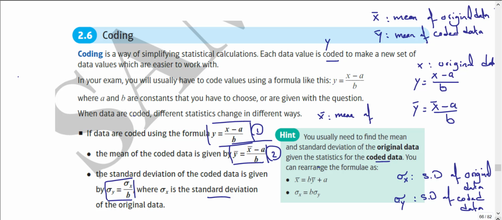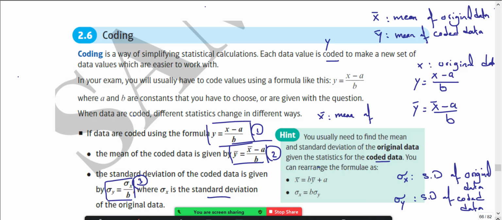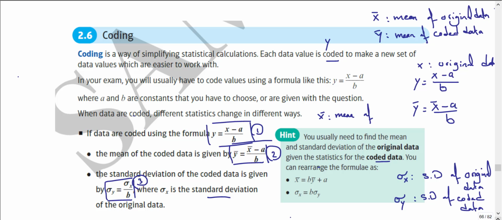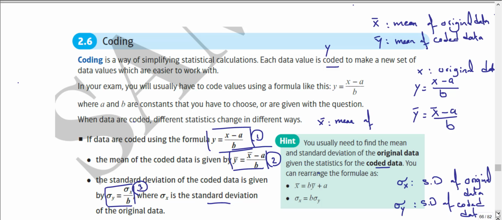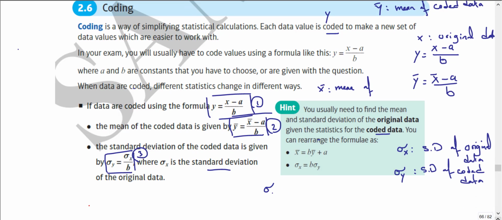So whenever you see anything with y, it's called coded. Anything with x is called original data. So that's rule number 1, rule number 2, rule number 3. Just write them down. Rule 3 is the relation between the standard deviation of the original data and the standard deviation of the coded data. The standard deviation of the coded is the standard deviation of the original divided by b. What is b? This b.